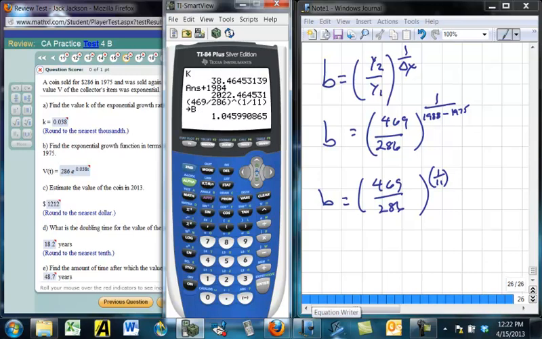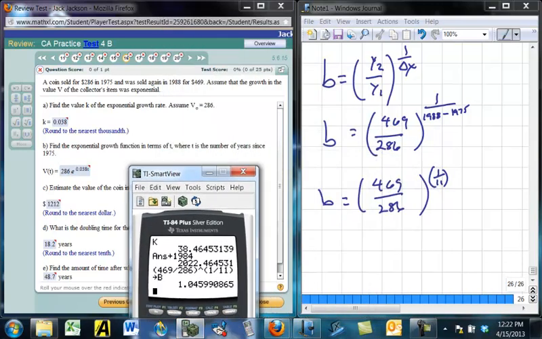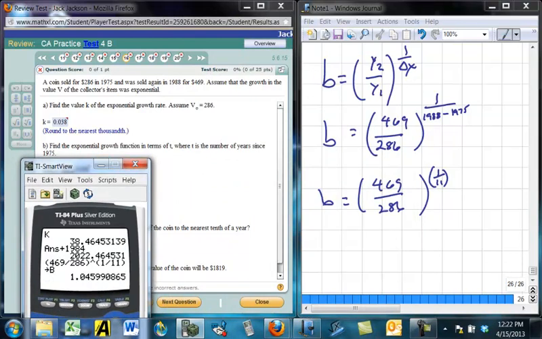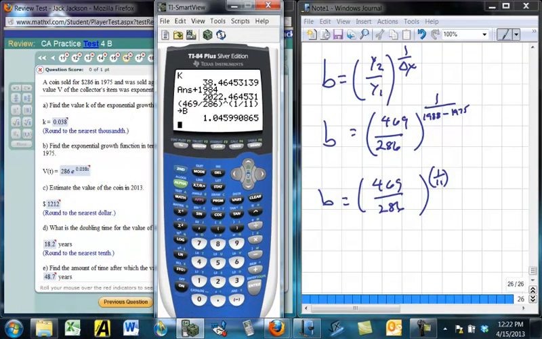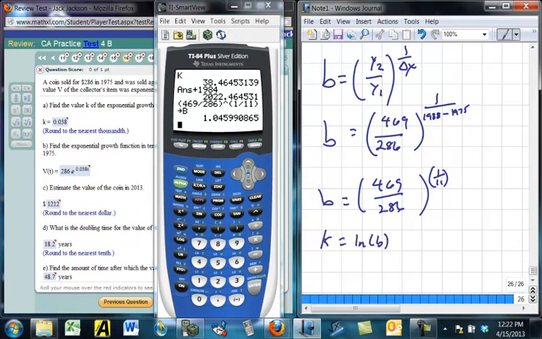Okay. Now, one version of the formula is initial amount 286 times b to the power x, or t, where t is the years since 1975. I believe that's what they wanted. Look here in part B, t is going to be the years since 1975. However, they wanted it in terms of k. So remember, k is the natural logarithm of b. So I just do the natural logarithm of our previous answer, and I'm going to store that as k.